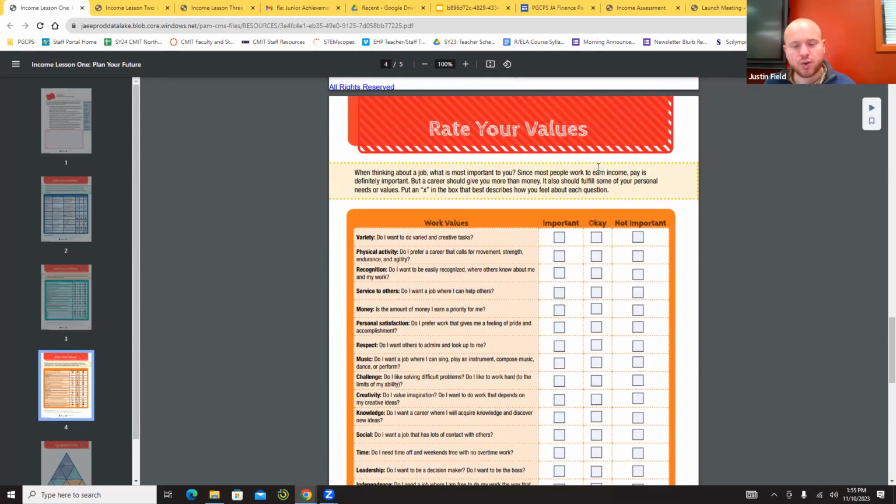Moving on to rate your values. When thinking about a job, what is most important to you? Since most people work to earn income, pay is definitely important. But a career should give you more than money. It should also, oh my gosh, I'm adding words. It should fulfill some of your personal needs or values. Put an X in the box that best describes how you feel about each question.